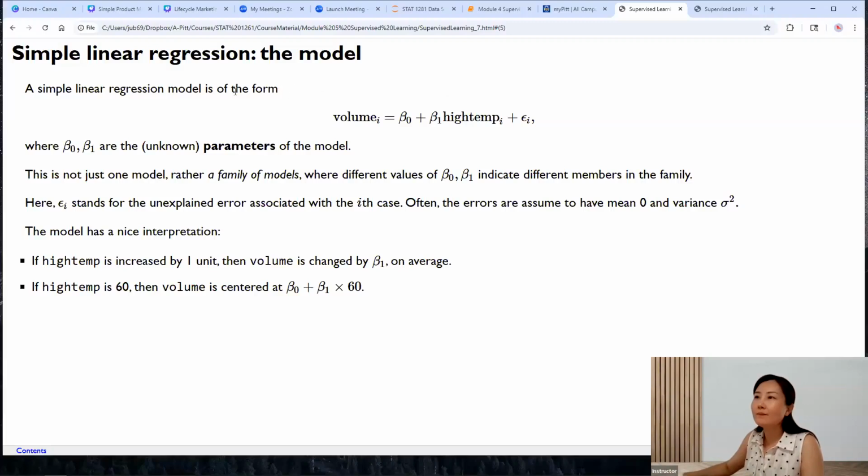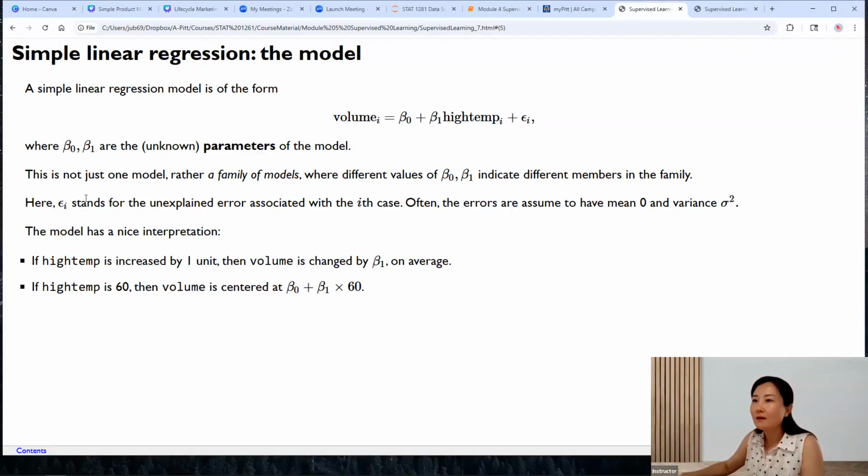So the model in our example looks like this. Volume equals beta 0 plus beta 1 high temperature plus some random error. And beta 0 and beta 1 are called the parameters of the model. Although they are unknown, they are assumed to be constants. Right? They are fixed numbers. And this is not just one model, rather it is a family of models because different combinations of beta 0 and beta 1 indicate different members in the family. So this is a linear model family.